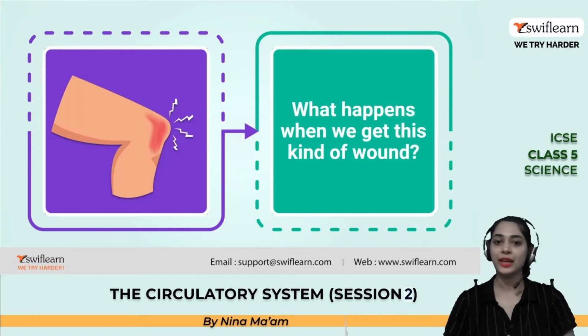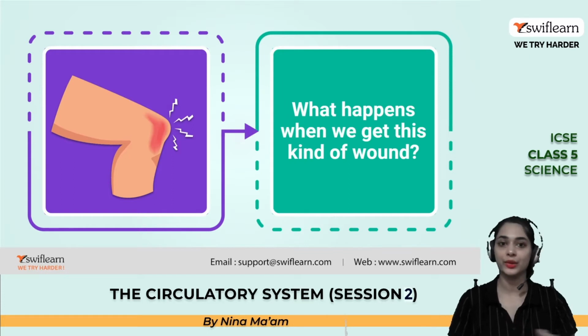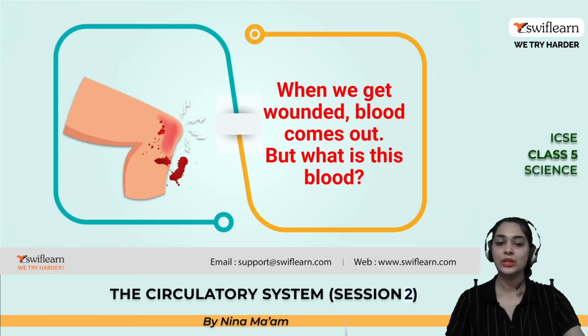So imagine that you are running on a track. Suddenly you fall down and get a cut on your knee or somewhere on your leg. Suddenly the blood starts to come out. Imagine that is a pathetic scenario, right? So why is it happening and what is blood? Before that, we should know about the circulatory system.